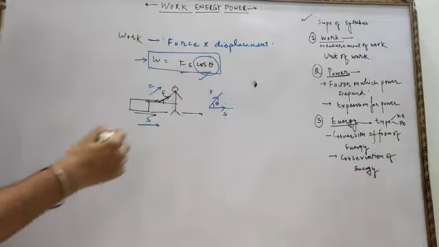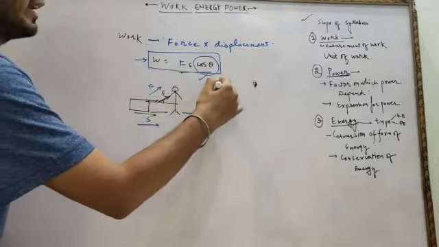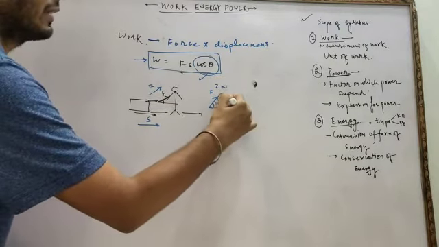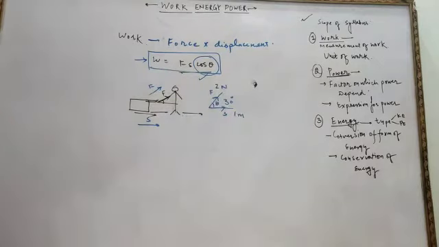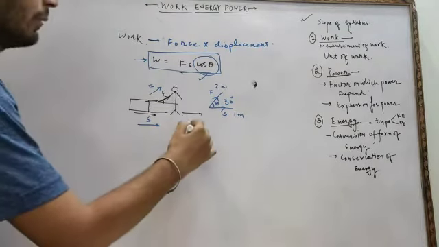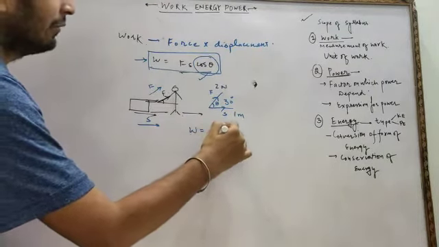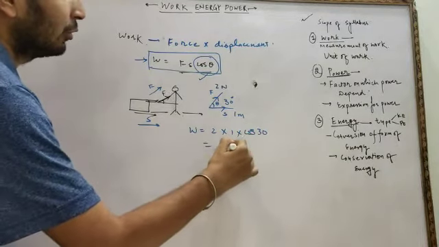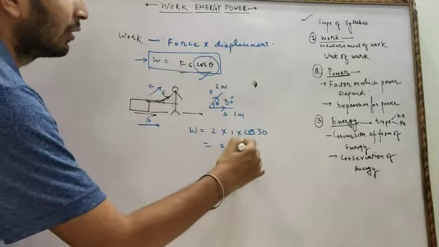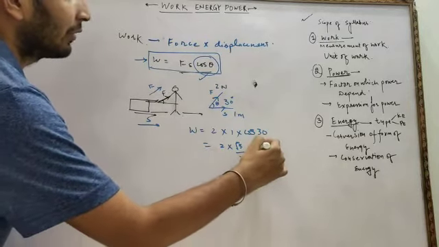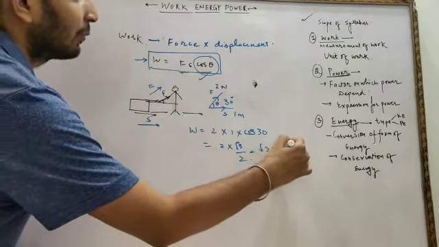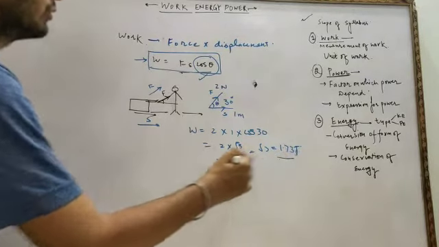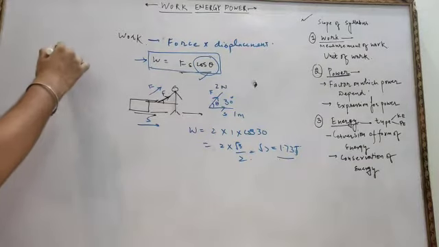Okay. So suppose the force applied is 2 Newton, the displacement is 1 meter and the angle is 30 degree. What will be the work done? Work done equals Fs cos 30, that is equal to 2 into cos 30, which is root 3 by 2, that is equal to root 3. Work done equals 1.732 joule.